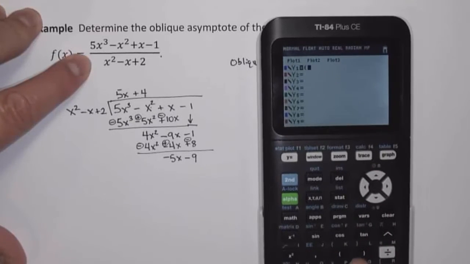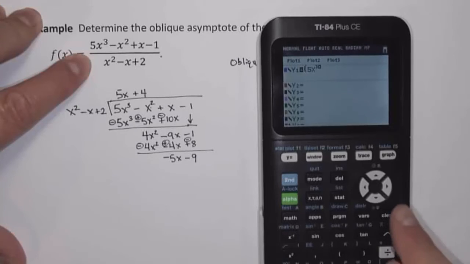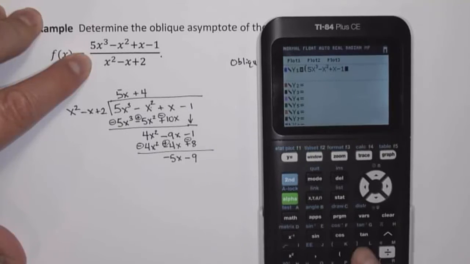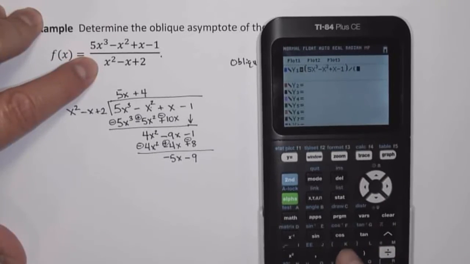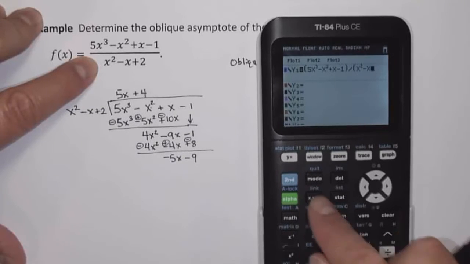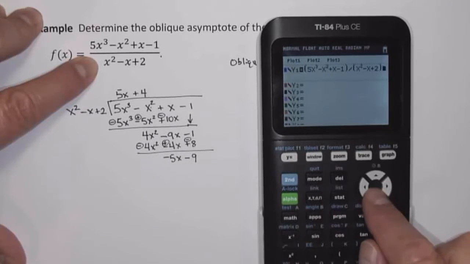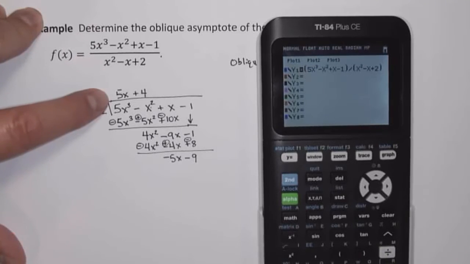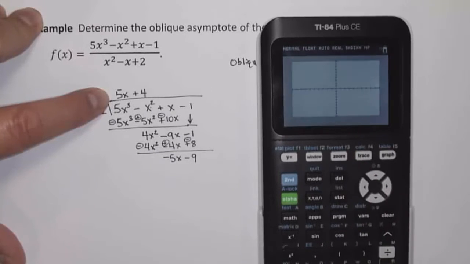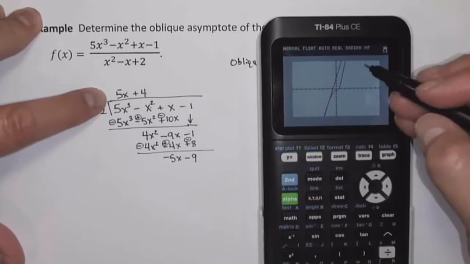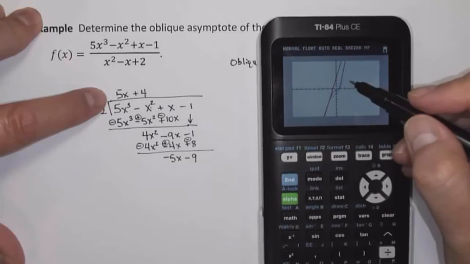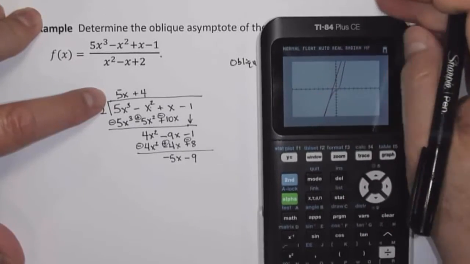So if we look at our function, (5x cubed minus x squared plus x minus 1) divided by (x squared minus x plus 2). And I'm going to also go ahead and draw in our oblique asymptote, y equals 5x plus 4. Now I'm going to try a zoom 6, but I'm not sure that's going to give me a decent looking picture. That's not terrible. So we can see that the blue graph here, that is our rational function.